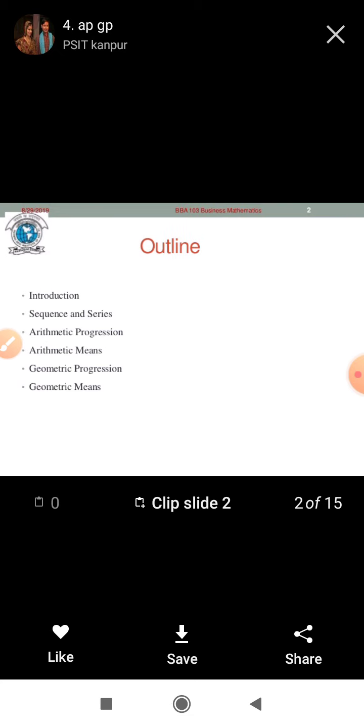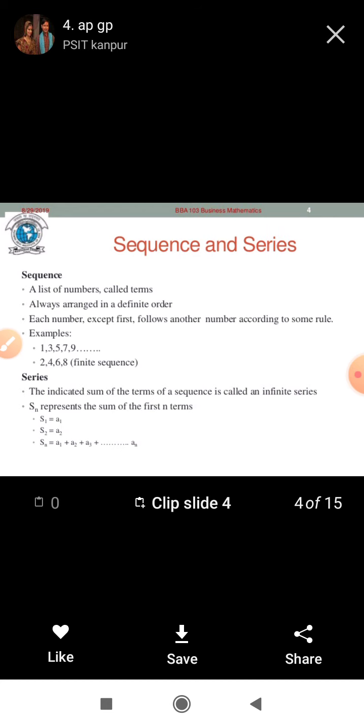Program name: BCA second semester. Course name: Business Math. Session of today: arithmetic progression, geometric progression and harmonic progression. Outline: first of all introduction, then sequence and series, arithmetic progression, how to find arithmetic mean, geometric progression and how to find the geometric means. What you should learn: understand the concept of sequence and series, identify arithmetic and geometric progression, apply AP and GP in various business problems. So now, sequence and series.